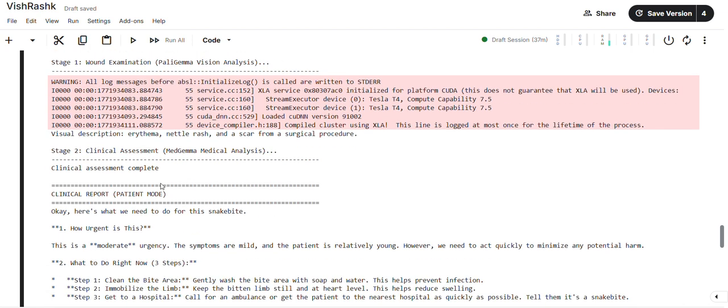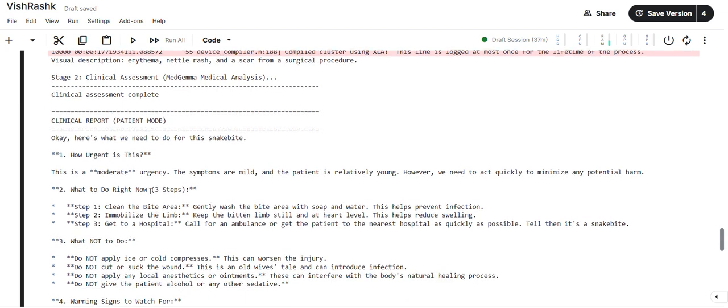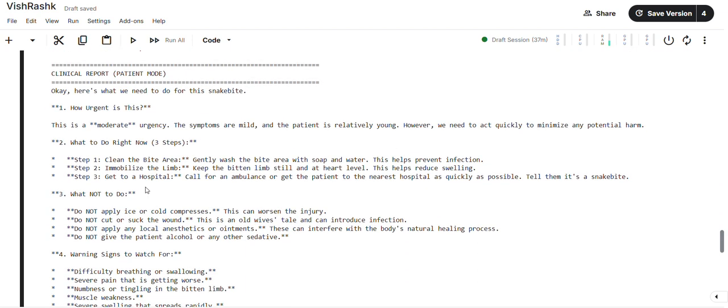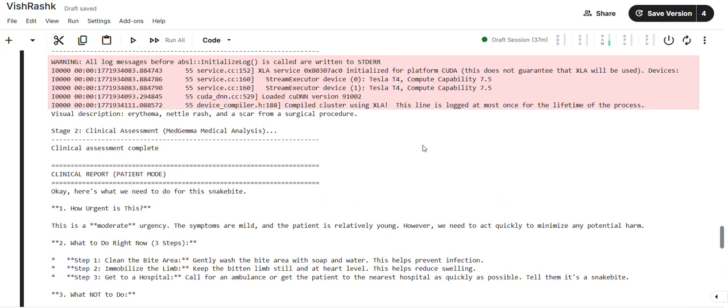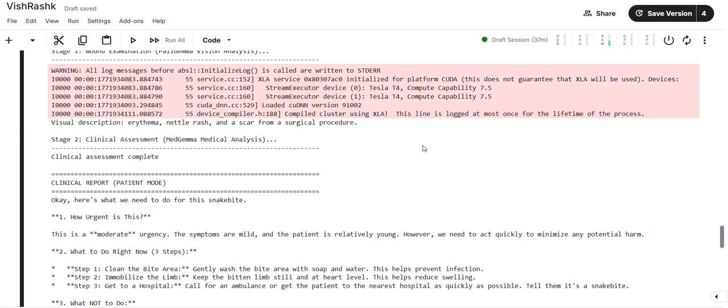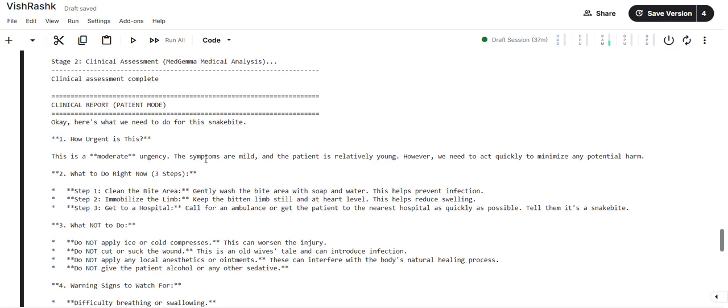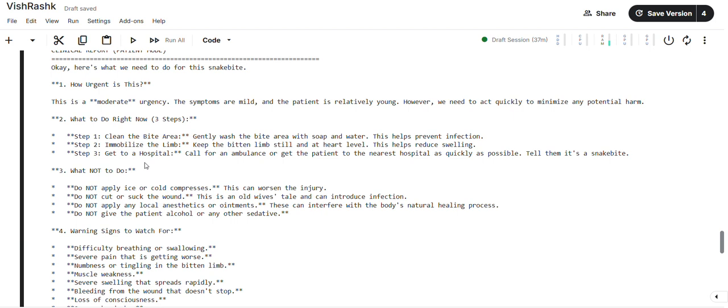Then MedGemma's medical analysis starts, and I have listed some symptoms. After that analysis, it has claimed that it's a moderate emergency, as the symptoms are mild. In cell six I have already mentioned the symptoms; I made up some symptoms. Here it has analyzed the urgency. Based on the symptoms you can change them, and whatever the symptoms, it will analyze. Here it is telling the patient what to do.